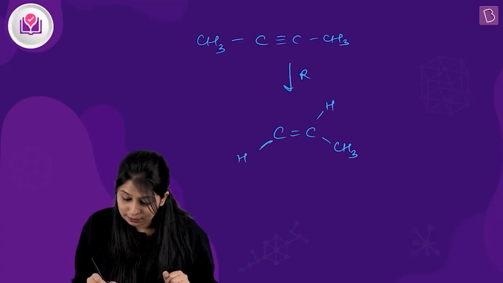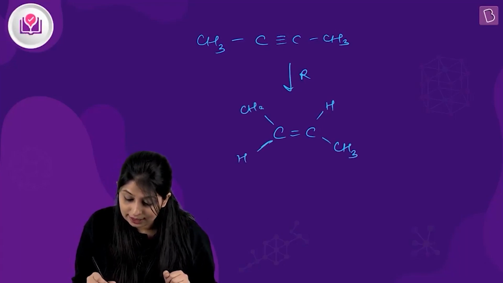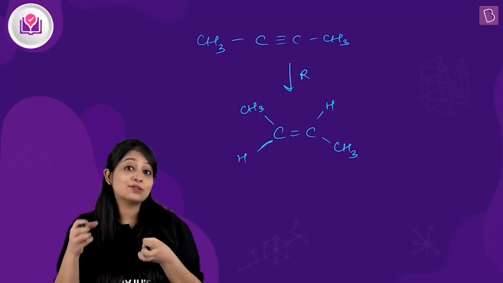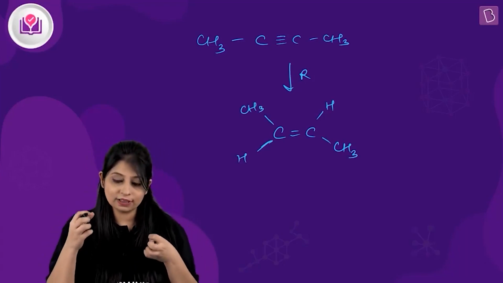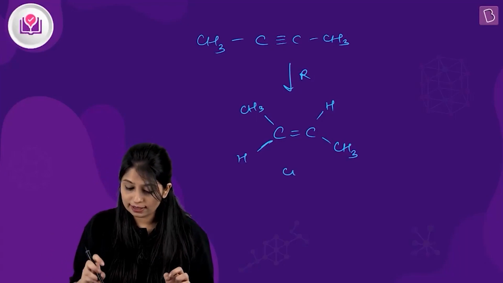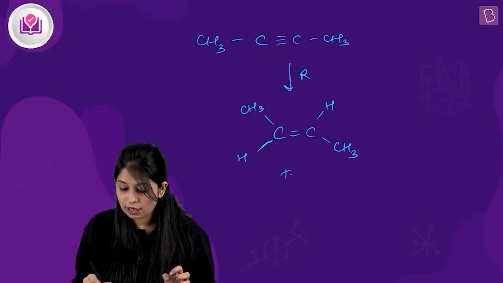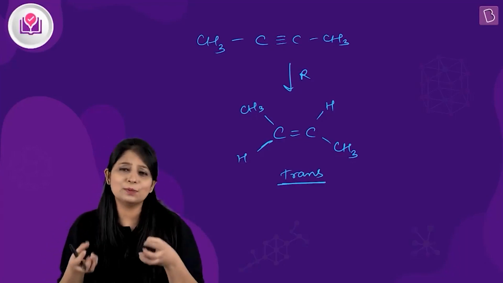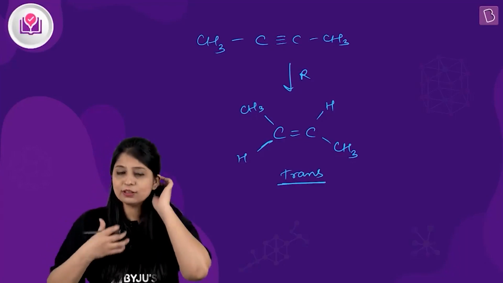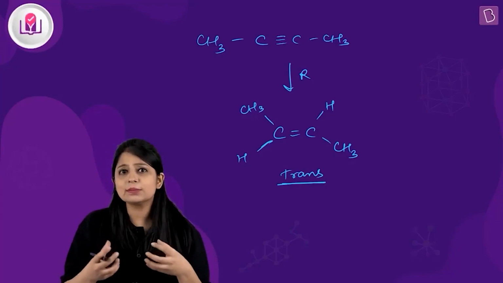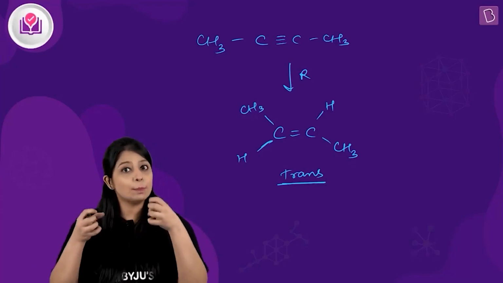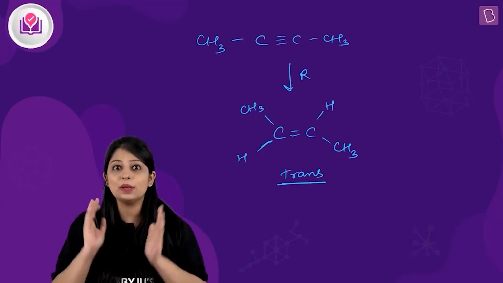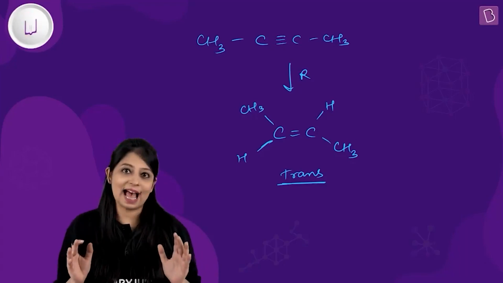So what do we mean by trans-alkene here? Well, if both of the hydrogen atoms are on the opposite side of the double bond, that's when we call it trans-alkene. Similarly, both methyl groups are on the opposite side, right? So whenever two atoms or two groups of atoms are on the opposite side of the double bond, we call that alkene trans-alkene.